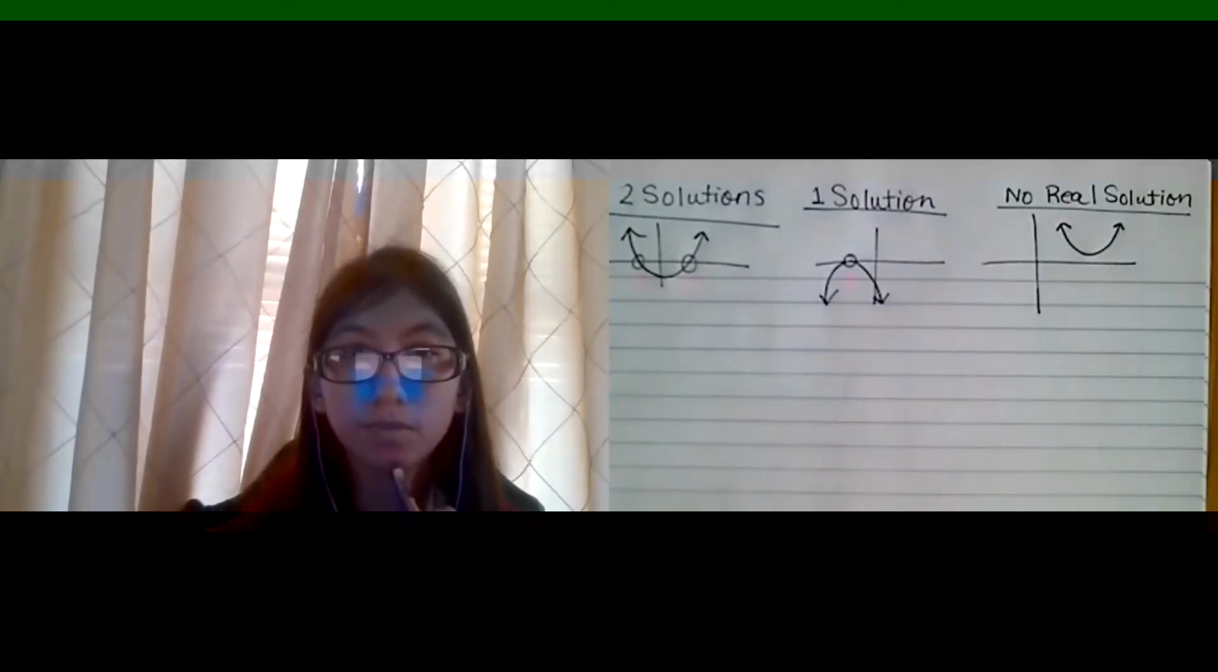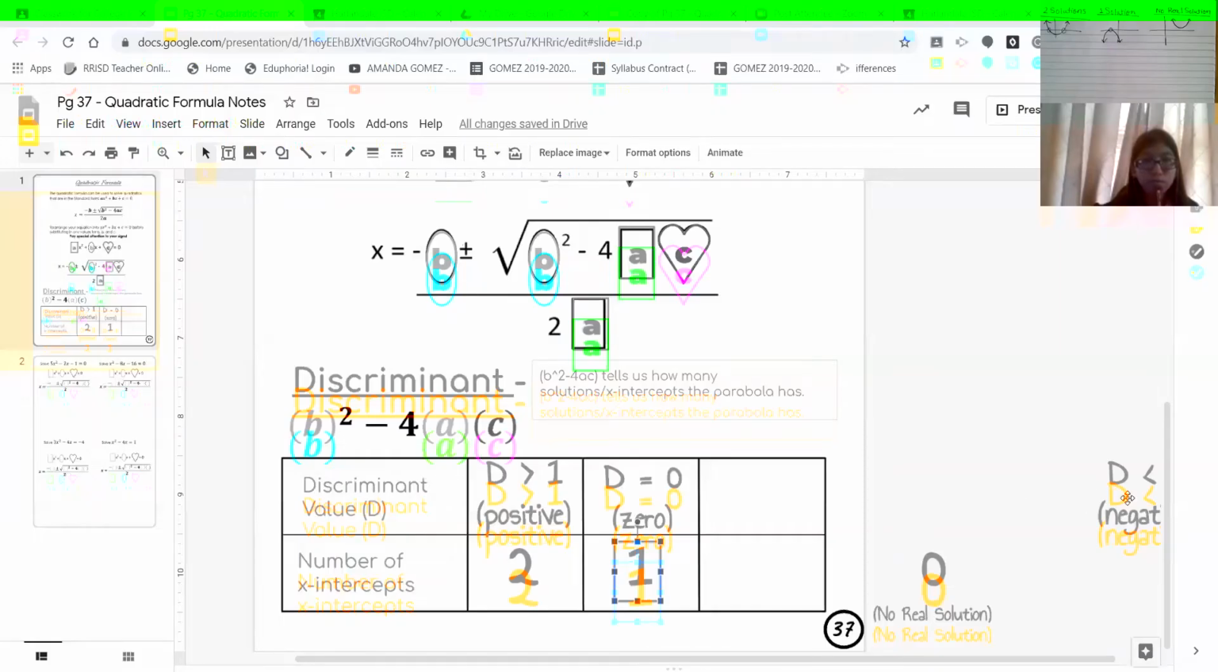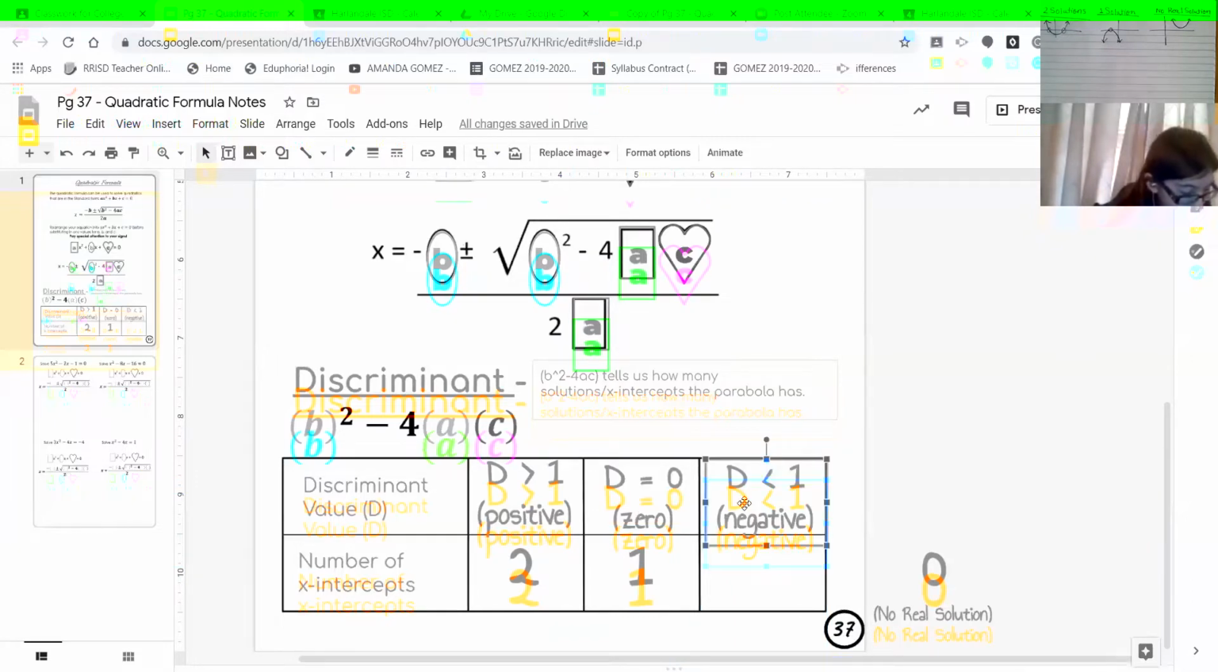So let me go back to our notes and fill that in. So that would be if my discriminant produces a negative answer, I don't care what number it is, as long as it's negative, then that means we have no real solution.